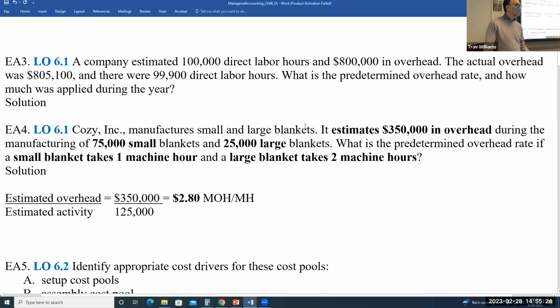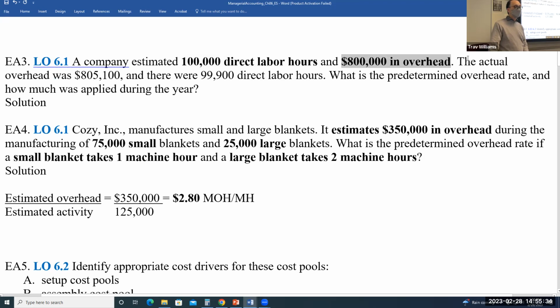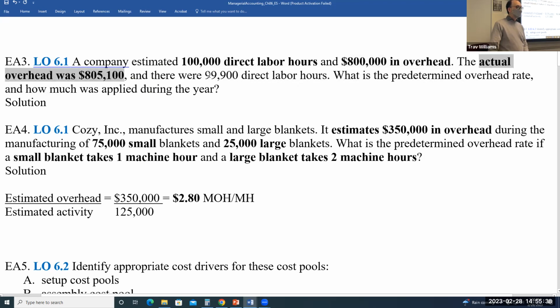Yes, moving on to number 3 then. Company estimated 100,000 direct labor hours, 800,000 in overhead. Actual overhead is this. Direct labor hours were actually this. What is the predetermined overhead rate? And then how much was applied during the year?